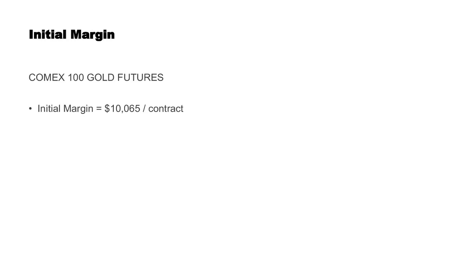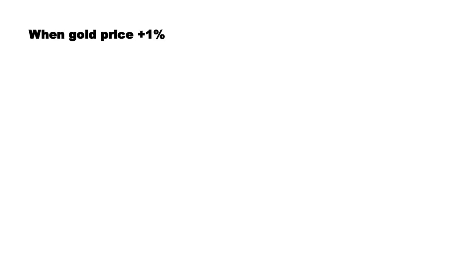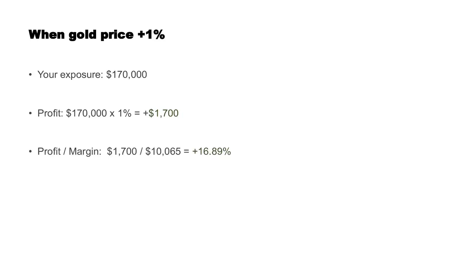In order to enter into one contract, you don't actually have to pay the full price. You only need to put down a much smaller down payment of $10,065, which is called the initial margin. Now, if you're getting an exposure of $170,000 worth of gold, and the gold price rises by 1%, you will make a profit of $1,700, which means you made a 16.89% return on the initial margin you paid. Even though the gold price rose by only 1%, futures just gave you 16.89 times leverage.